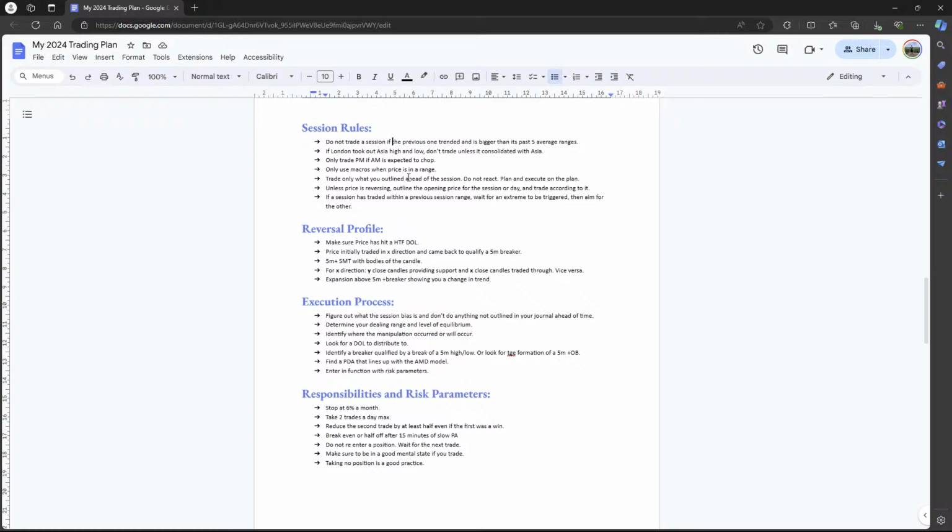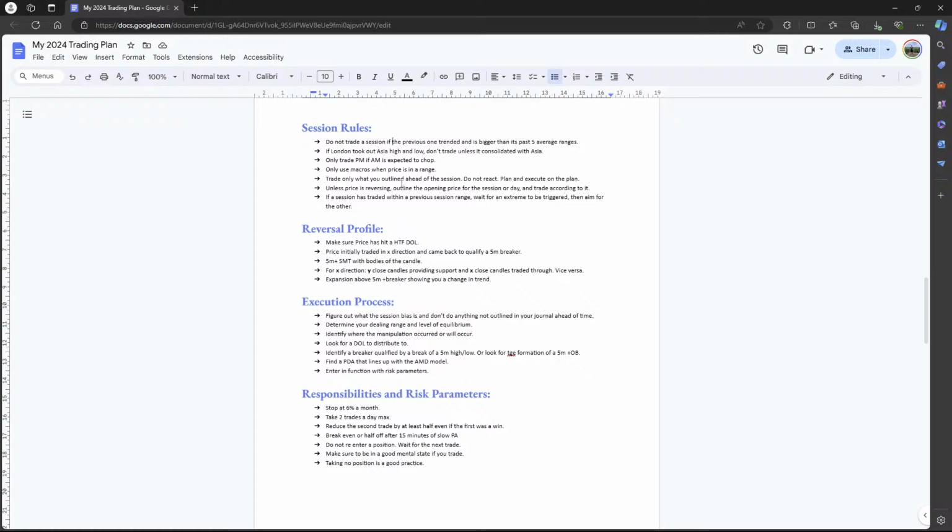Trade only what you outlined ahead of the session. Do not react. Plan and execute on the plan. So I often come in with a bias and I say, okay, I want to see price go lower, or if it hits this area, then I would want to see it go higher, and then I trade off of that. If something else happens, I don't trade.